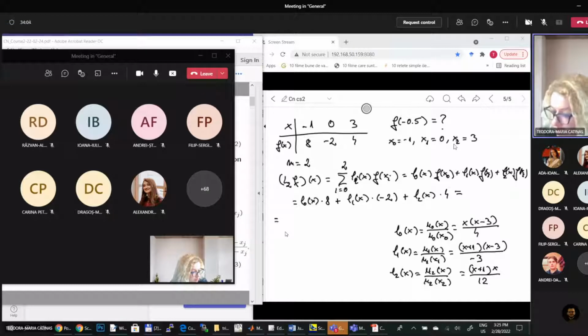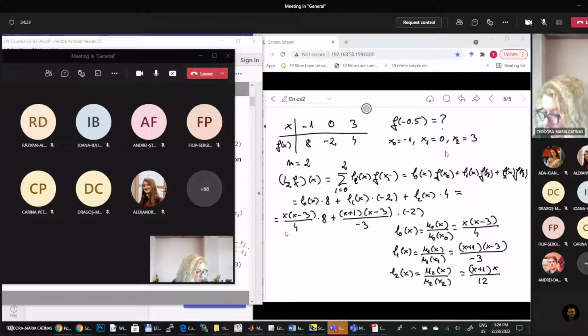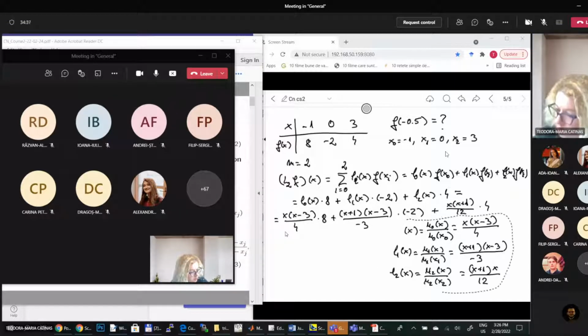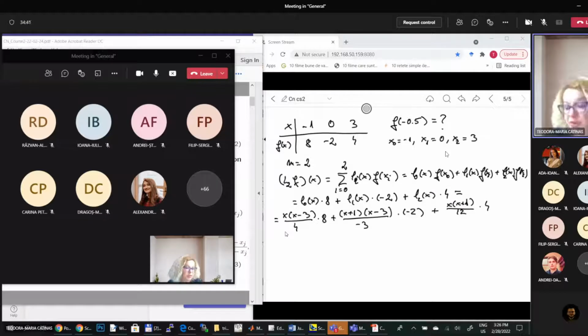And you have x minus 3 over 4 multiplied with 8, plus x plus 1 x minus 3 over minus 3 multiplied with minus 2, plus x plus 1 over 12 multiplied with 4. And please find the polynomial and tell me what you get. Let's see some results. So you have here 2, you have here 3, and do the calculation and tell me the polynomial, please.